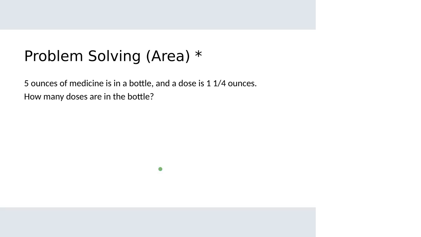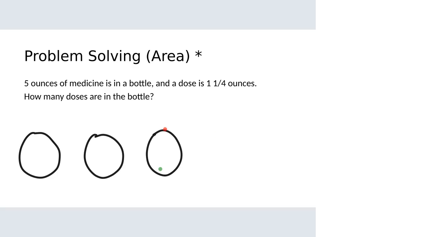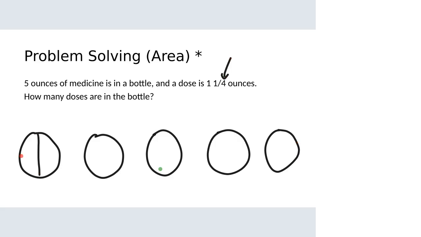The idea here is to figure out how many doses there are in these 5 ounces of medicine. I'm going to make my 5 ounces of medicine be these circles right here. Because a dose is 1 1/4 ounces, I'm going to cut my circles into fourths. Like I said, it's perfectly fine if you wanted to use rectangles or squares for this. Same idea. And now I need to count it up.